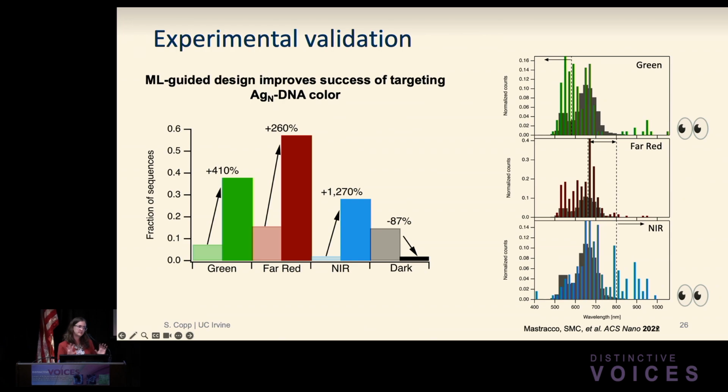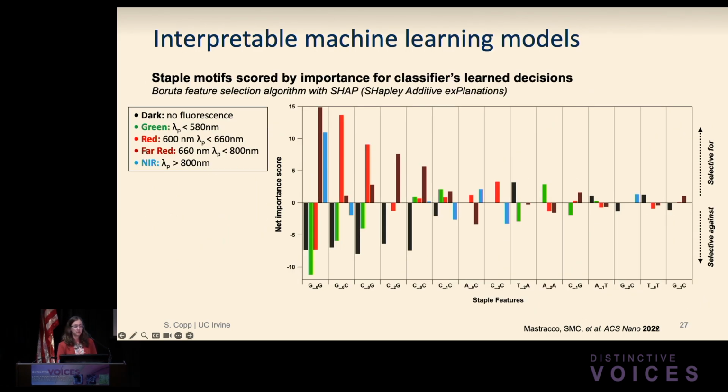The training data is in the background in gray, and you can see that the machine learning design, which is shown in the front in those colored bars, is shifting that color distribution around into different windows that we're targeting. But not only is this a useful tool practically for design, we can also learn something about how DNA is controlling size and shape. And that's through this process of interpretable machine learning.